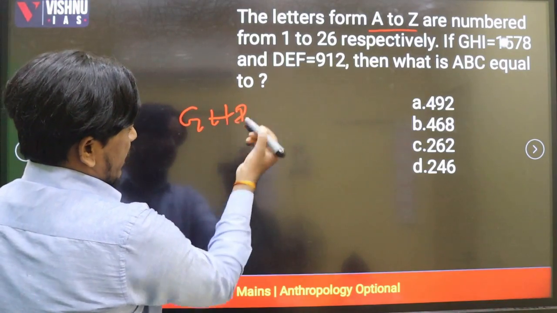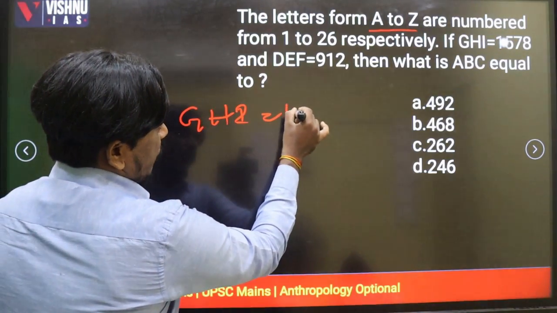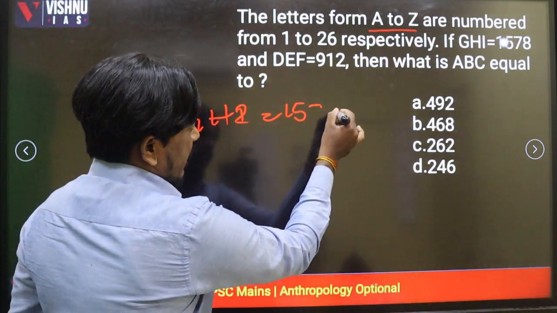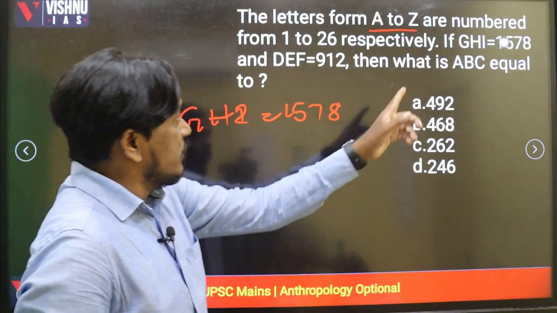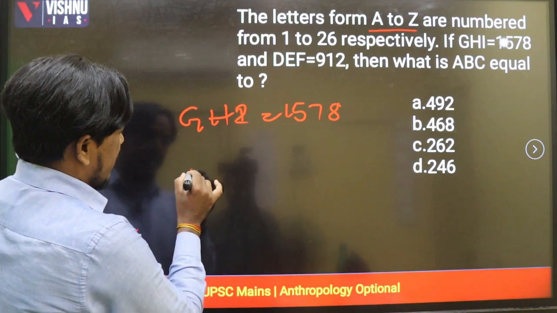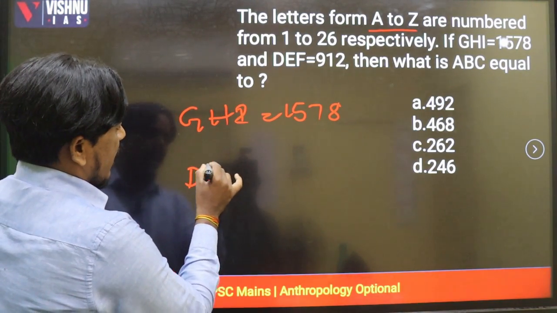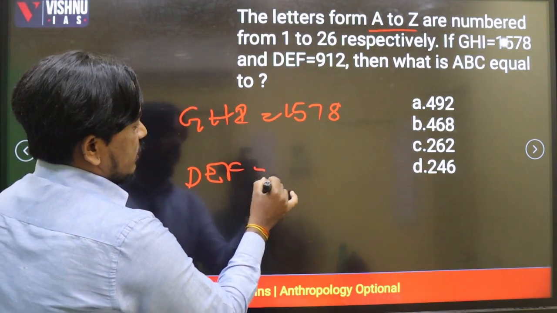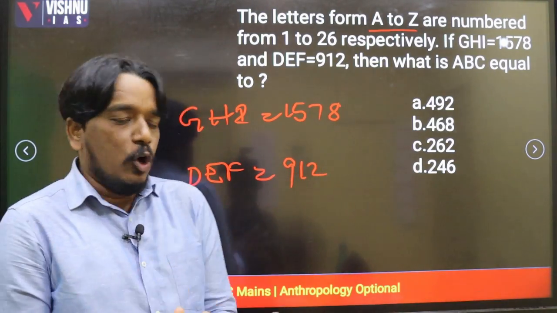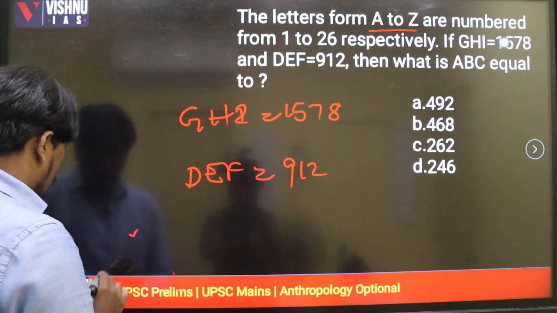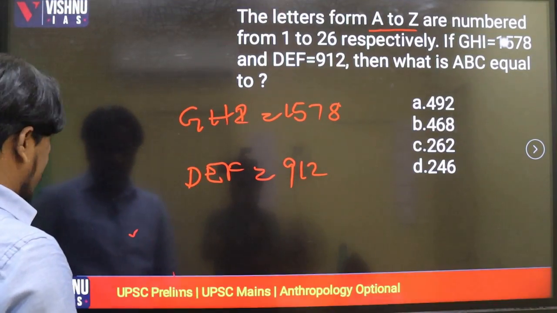GHI is coded as 1578. How it is coding the 1578, that is what you have to observe. They have given one more point also, DEF, coded like this, 912. If you observe these two things, what can be the logic here?